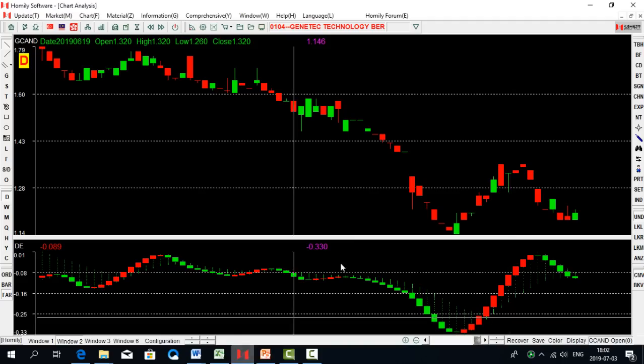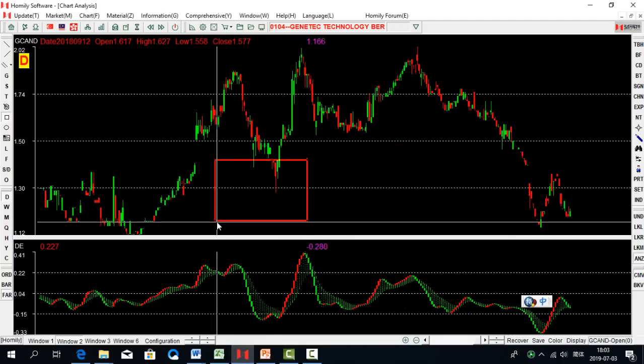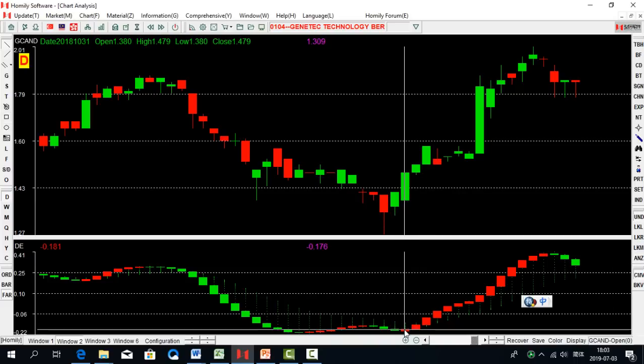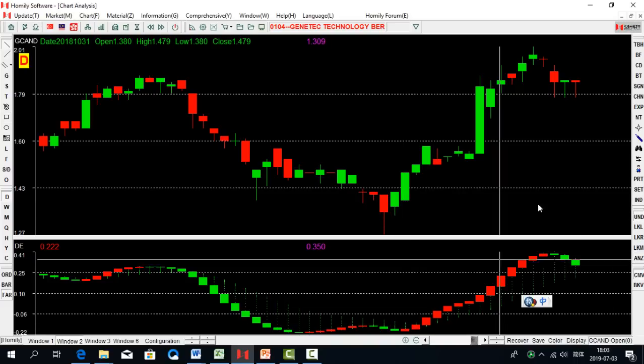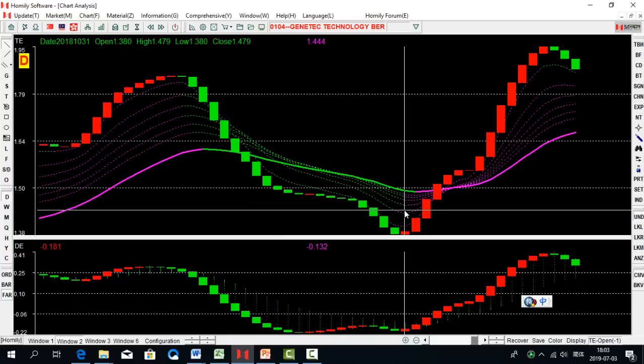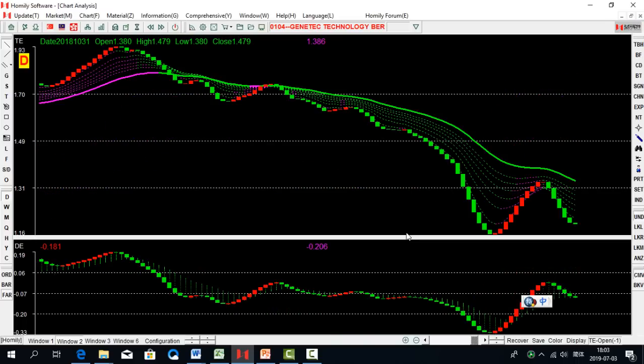For example, you can check with the 0104. Like here, when you see the column turn red the second time, then you just add the TE. At the same time you see the T also turns red, so here should be the buy point.